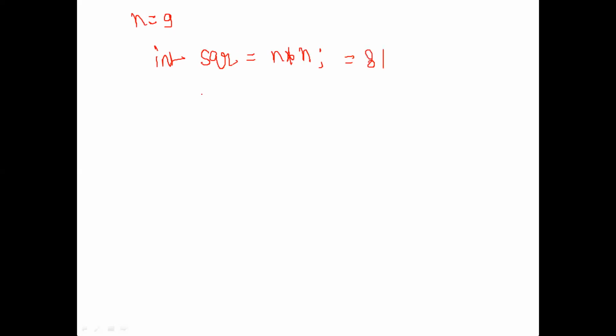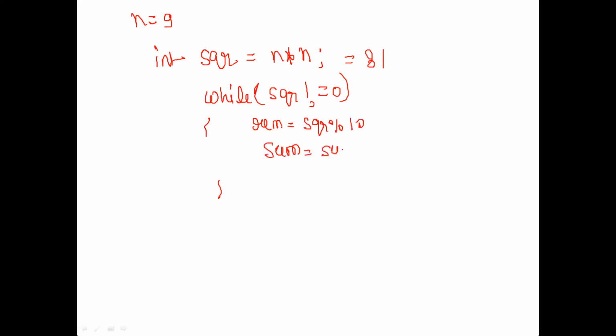Now after that, what do I have to do? I'll use a while loop. While loop I'll use for square. I'll check square not equal to 0, till the time the inner process will happen. What is the process? You'll use the variable remainder. Remainder will give you square mod 10. Then you'll use the variable sum. Sum equal to sum plus remainder. Then next is, sorry, not n, actually square equal to square divided by 10.